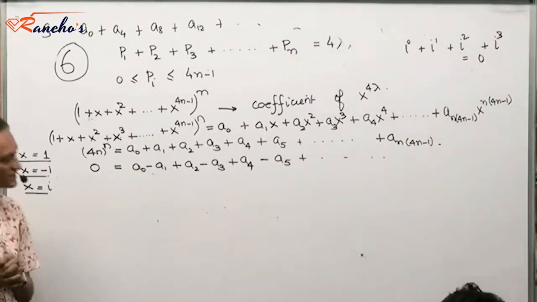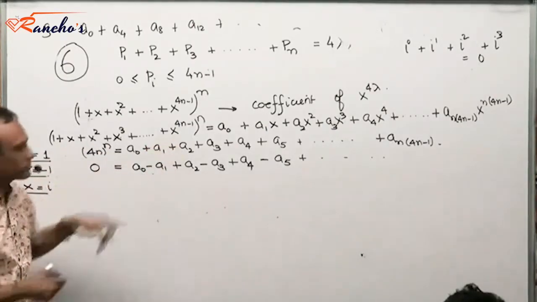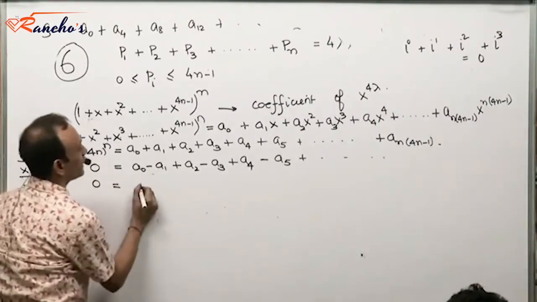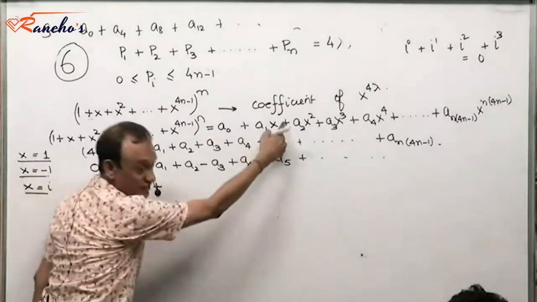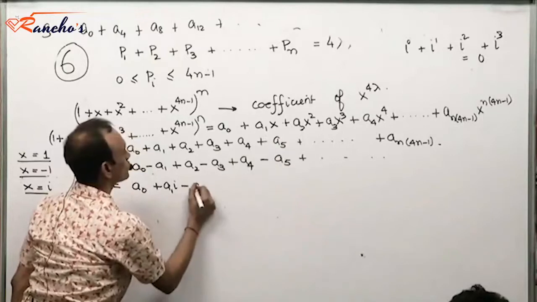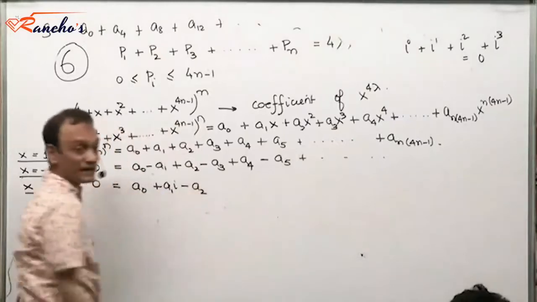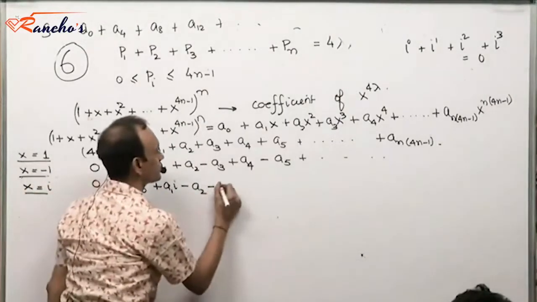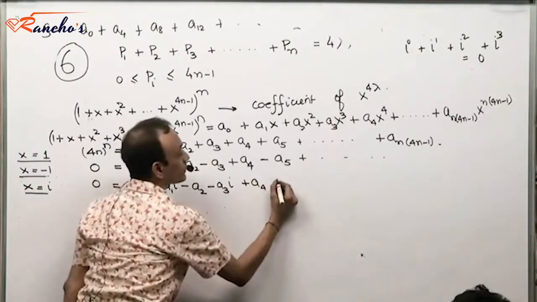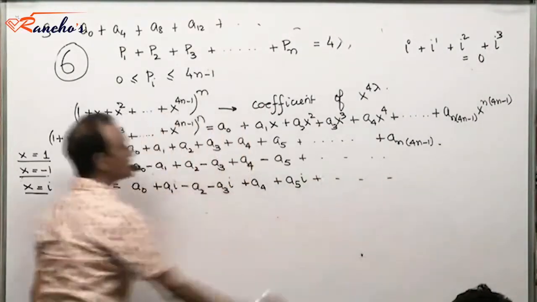Yes, obviously 4n. So if I plug in x equal to i, this will add up to 0, right? And the right hand side is a0 plus a1 i minus a2, right? Minus a2, and then this would be minus a3 i, and then plus a4 plus a5 i, and so on and so forth. Yes or no?